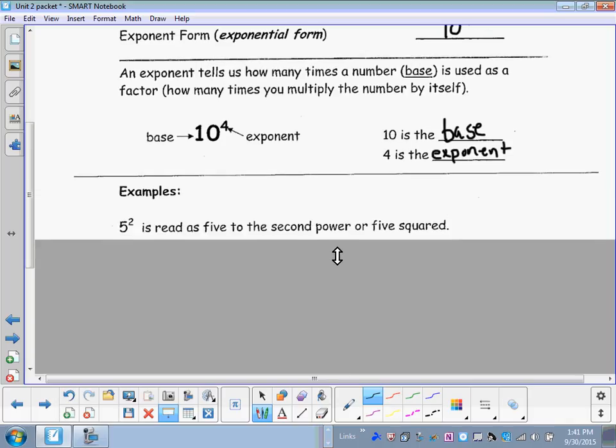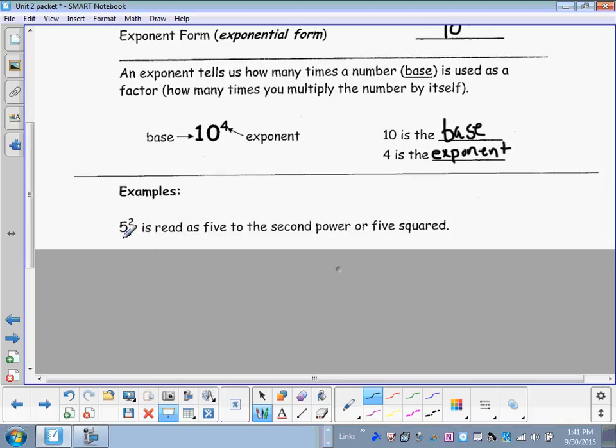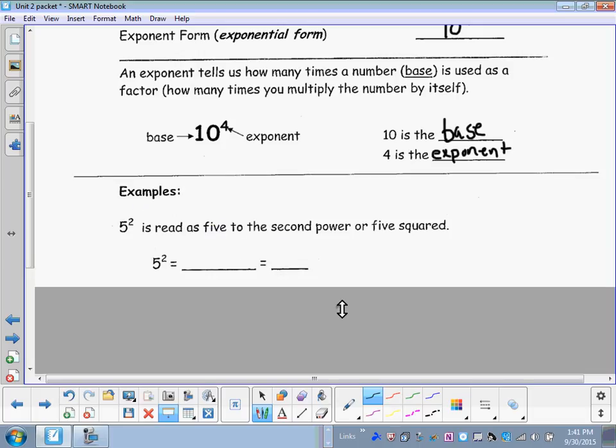So let's look at some examples. 5 squared is read as 5 to the 2nd power, or 5 squared. 5 with an exponent of 2 is 5 times 5, which is 25. Standard form, expanded form, exponential form.